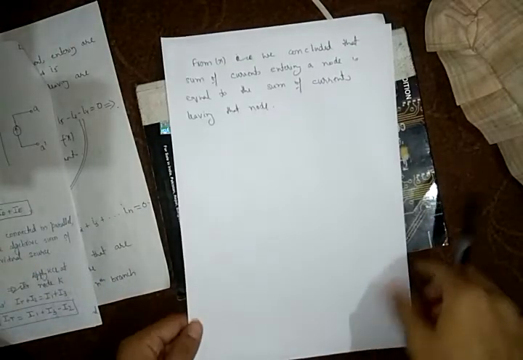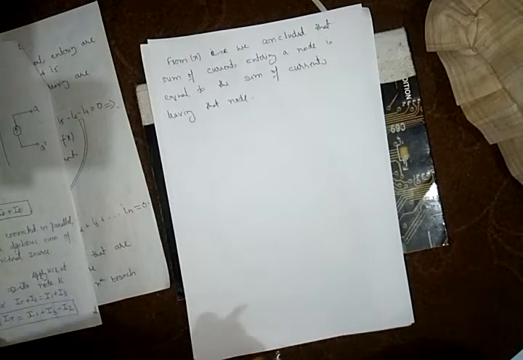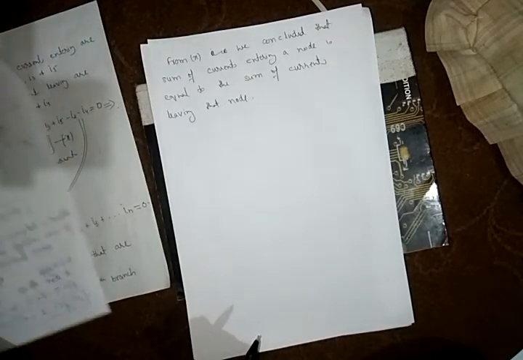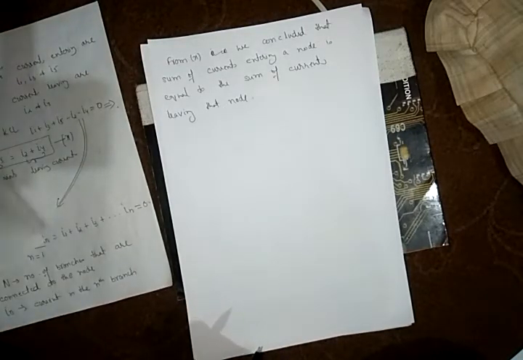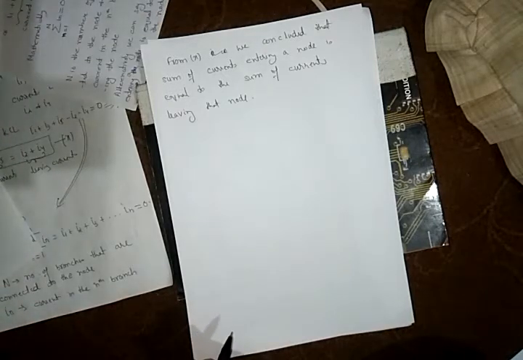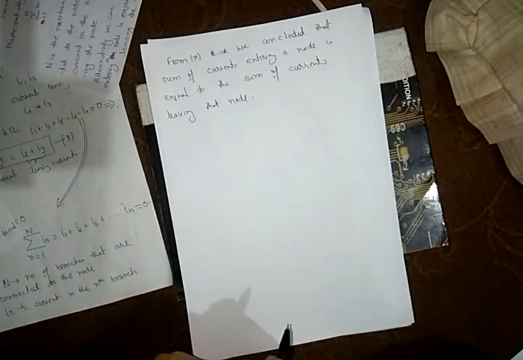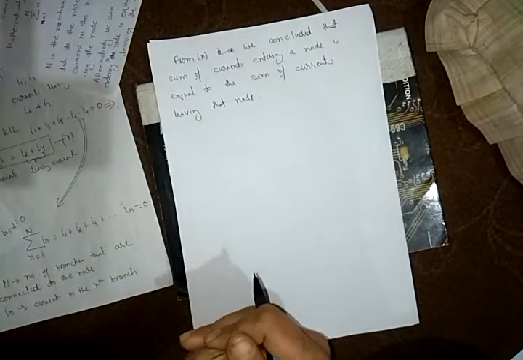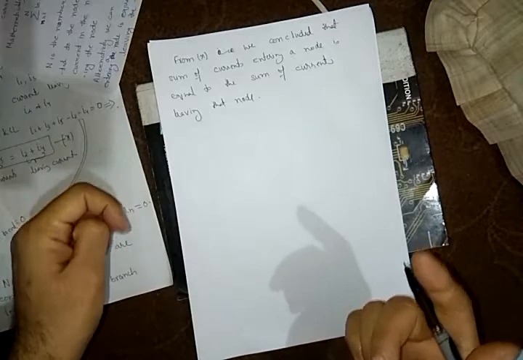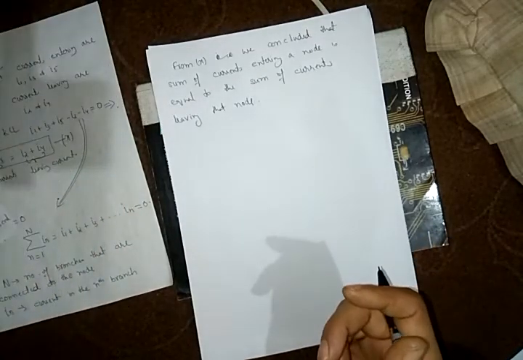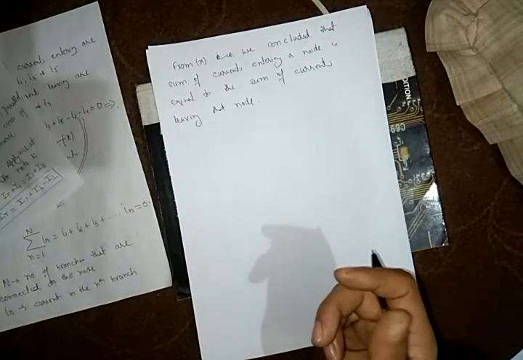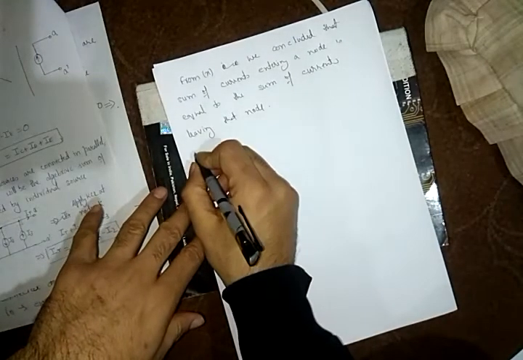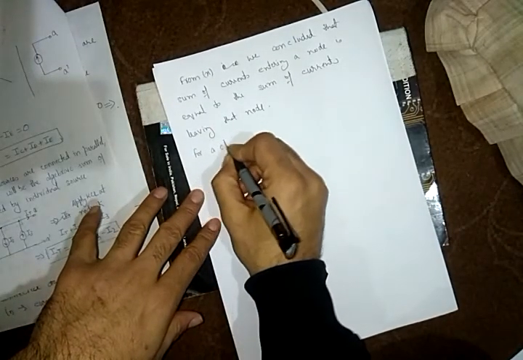So I started with the KCL and I told you that from KCL we concluded that the sum of currents entering the node is equal to the sum of currents leaving the node. However, while defining KCL, I told you that KCL states that the algebraic sum of currents entering a node or a closed boundary is equal to 0. I explained KCL by using a node, but now I will take a case of a closed boundary. So I will write for a closed boundary.